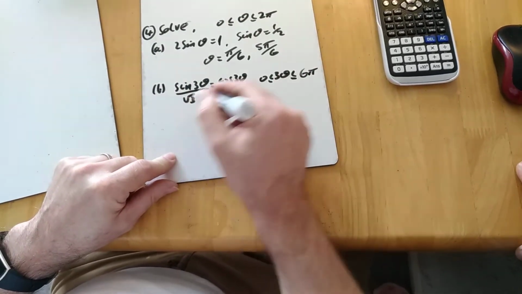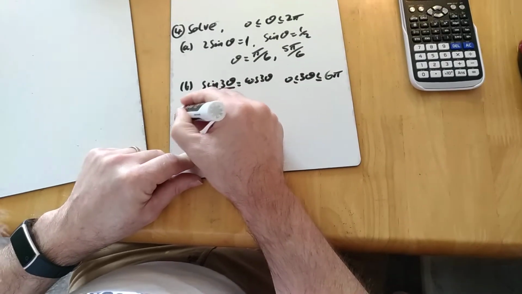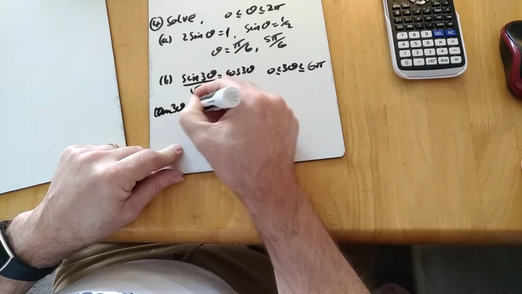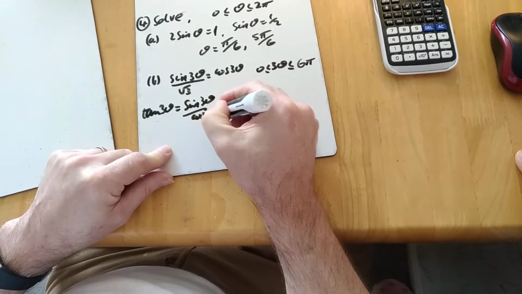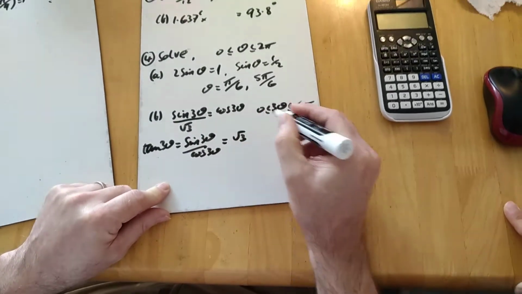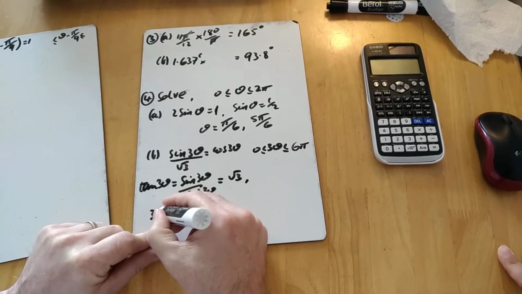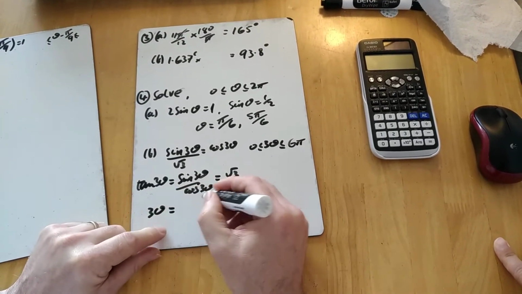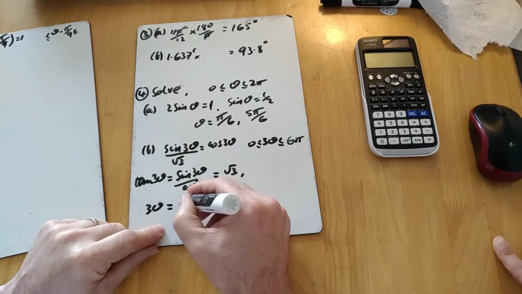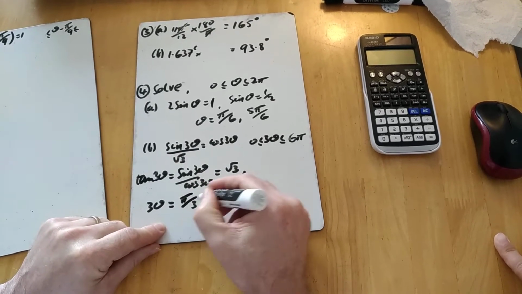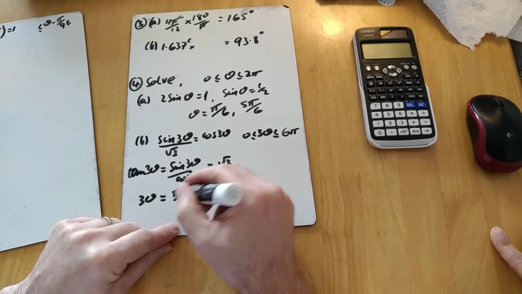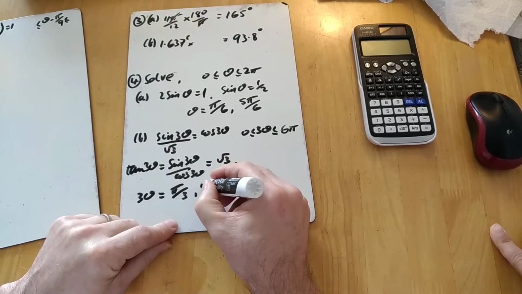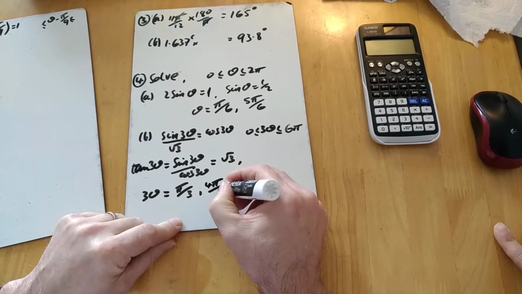So a quick switcheroo of these two gives me tan 3 theta, which is sine over cos, which is root 3. So 3 theta is the inverse tan of root 3, which is 60 degrees, pi over 3. Second answer in the 0 to 2 pi range, add 180 on, or add pi on, 4 pi over 3.